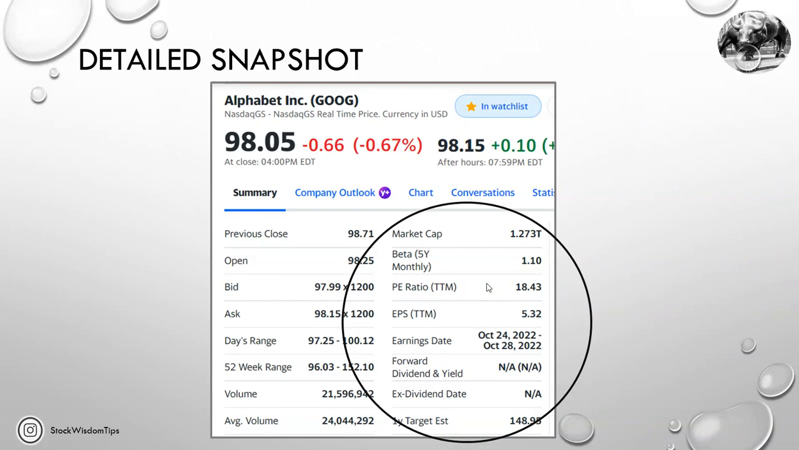The beta value is a measure that shows how volatile a stock is compared to the market. So if it's a number above 1, we see here 1.1, it's more volatile than the market, i.e., it moves with much greater magnitude than the movements in the market. And if it's below 1, then it moves in lesser magnitude, lesser volatility than the market.